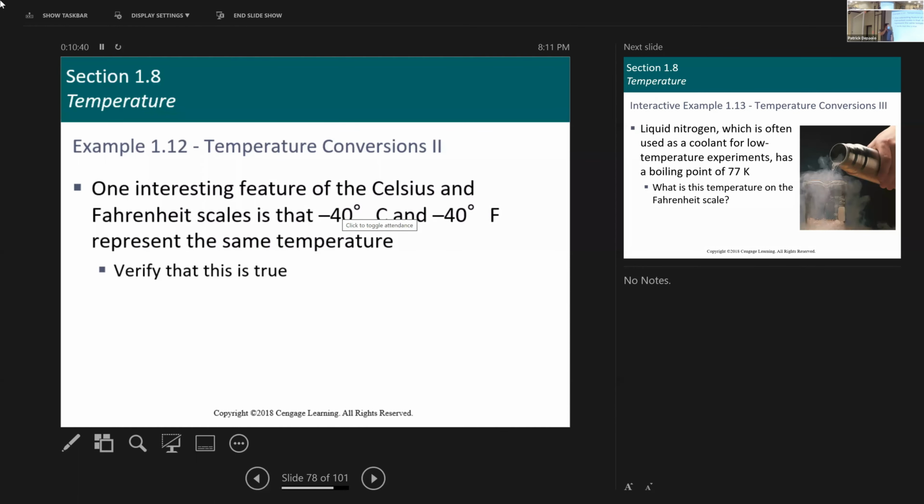Now, a fun thing is that -40 degrees is the only temperature on the Celsius and Fahrenheit scales that is the same. The equations just work out that way. I do know why, because mathematically it works. But that's a cool coincidence.